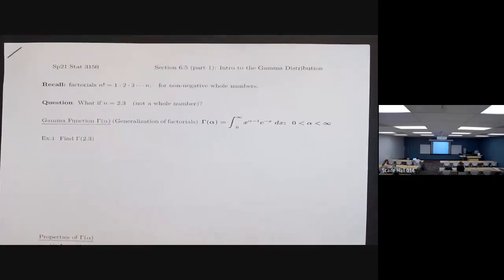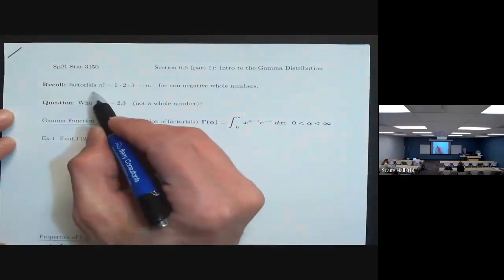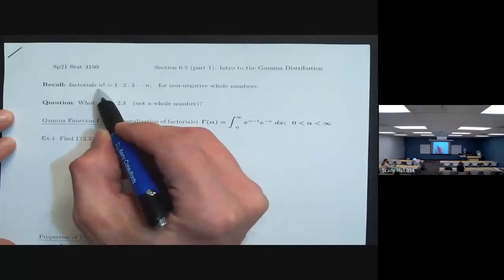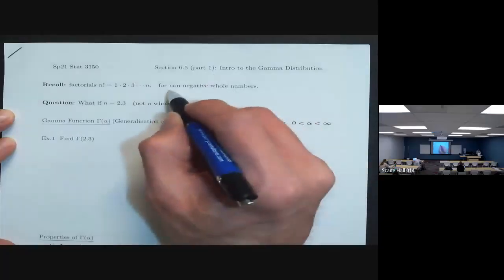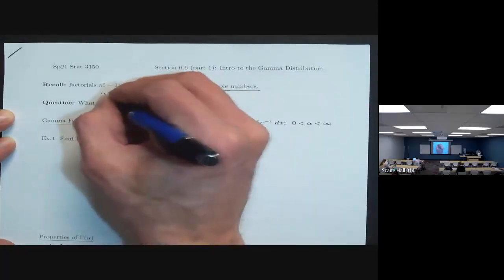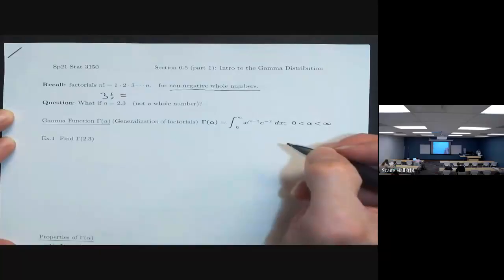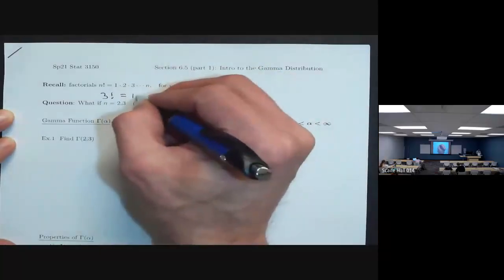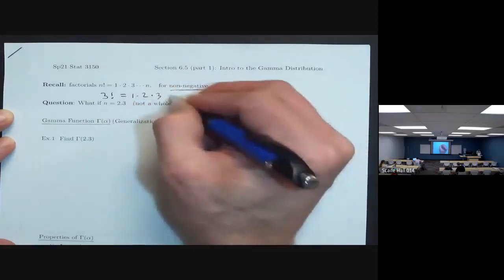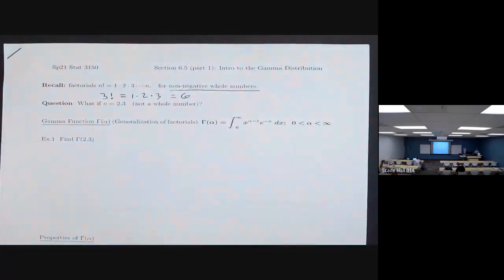Before we get to the gamma distribution, we have something that is going to be useful in this distribution. It also pops up in other areas, called the gamma function. What is a gamma function? Well, let's recall what factorials are. I'm sure we've all seen n factorial before, right? If you have a non-negative whole number n, n factorial, like 3 factorial, is what? We start with 1 and multiply by all numbers up to that. So 3 factorial will be 1 times 2 times 3, etc.